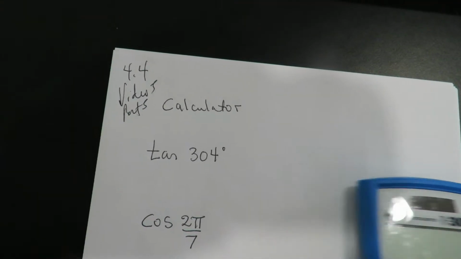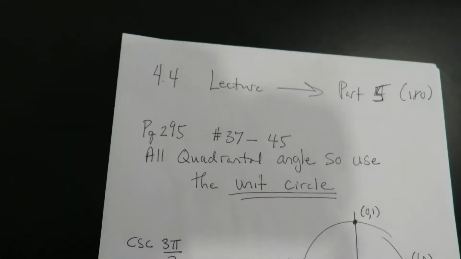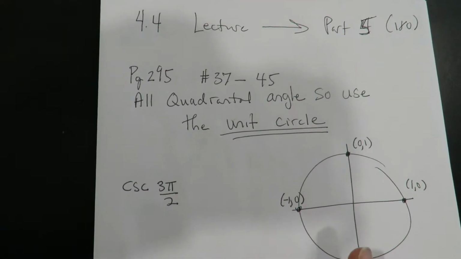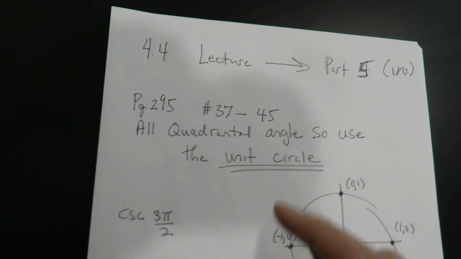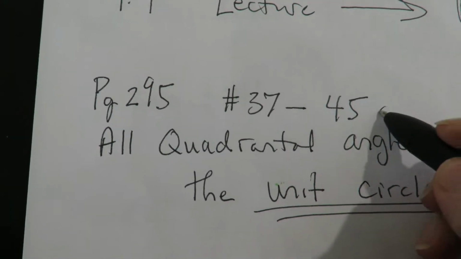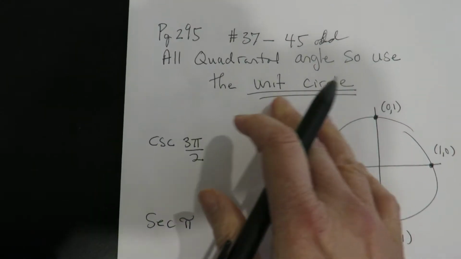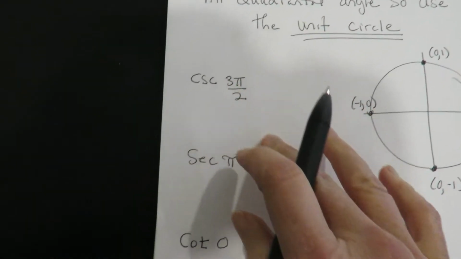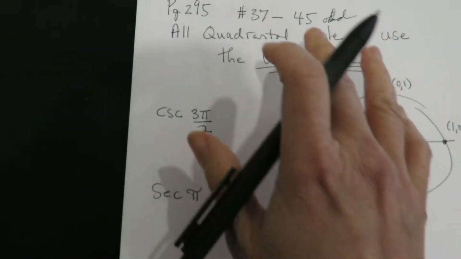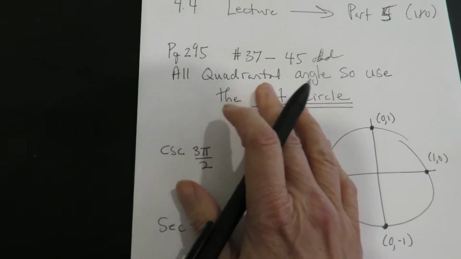All right, so I just want to cover a few little concepts. I taught the majority of the lecture. There might be a couple things in here you get stuck on, so I just want to help you. For the homework, I'll post it, you're going to end up doing 37 to 45 odd. Those questions look a lot like what I have posted here, and that part of the homework is just asking you to evaluate what we would call a quadrantal angle.